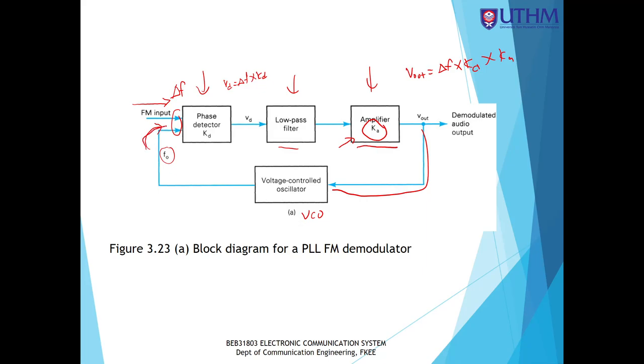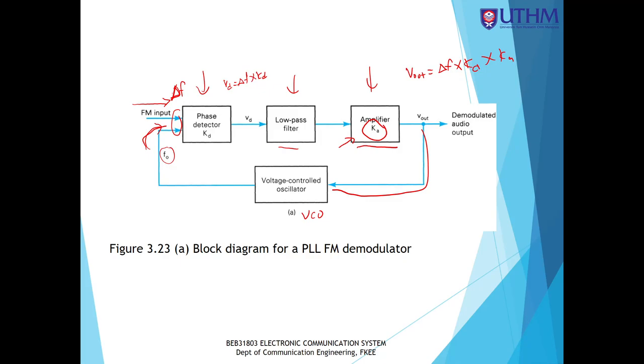And this will be looped back to the phase detector. So we're going to produce again delta F. Remember that this phase detector will always compare the input frequency with the oscillator frequency. Dia akan sentiasa membandingkan. Setiap perubahan, every difference will produce delta F. So this delta F, when we insert into the phase detector, is going to produce a voltage error.